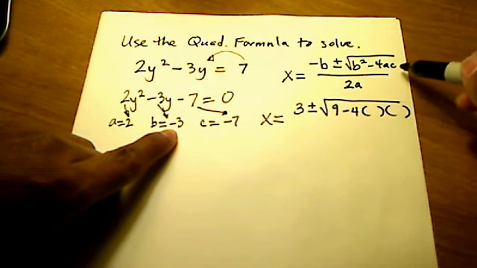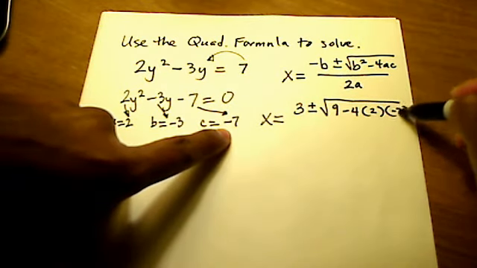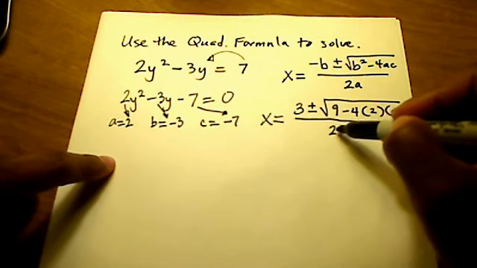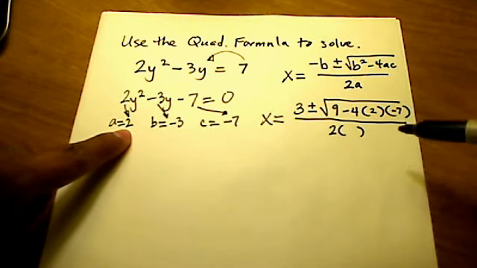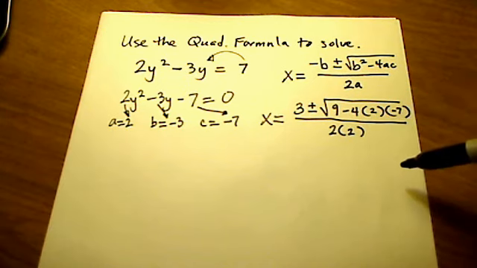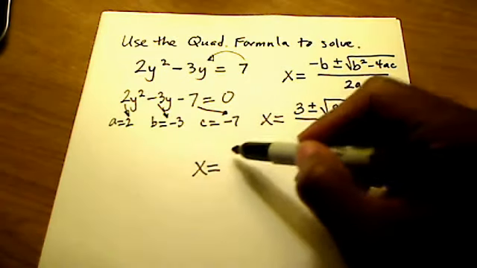minus 4 times a couple of numbers. What are those numbers? Those numbers are a and c, so it's 2 and negative 7. And now I'm going to draw a big old fraction bar there, and on the bottom is 2 times a, and again our a is 2, so our denominator is just simply a 4. Hope you see that.